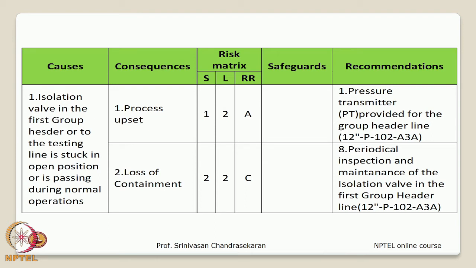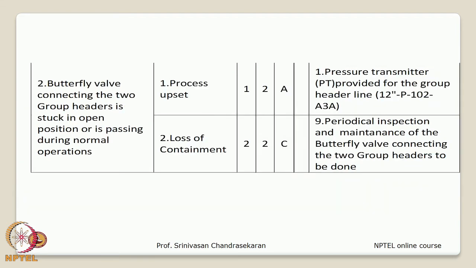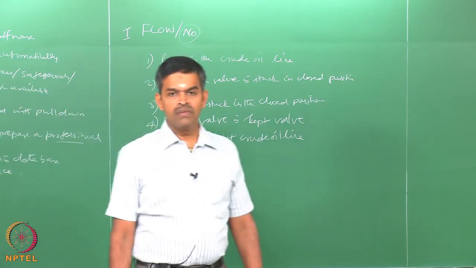The consequences can be that it can upset the process line, and it can result in loss of containment. There are, of course, no specific safeguards available. Interestingly, you see the safeguard column against this cause and consequence remains blank. Therefore, it is very essential that we introduce recommendations of pressure transmitter provision on the line and periodic inspection of the isolation valve.